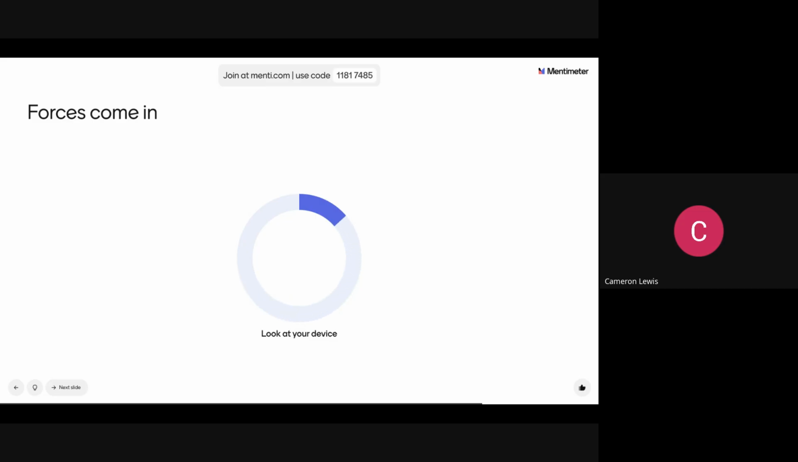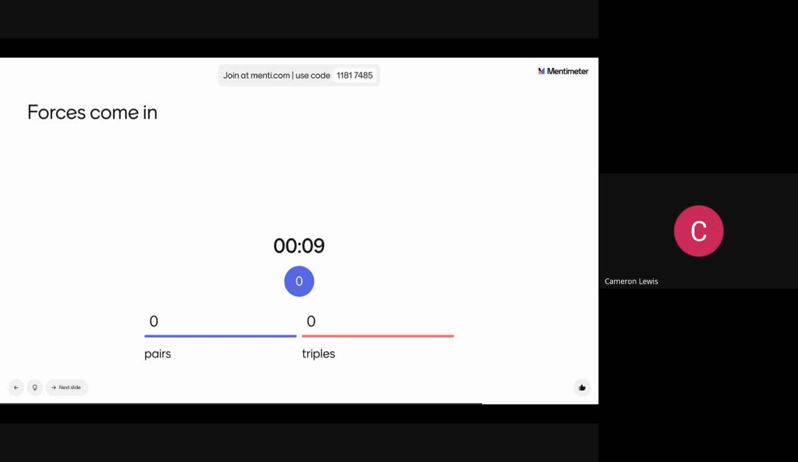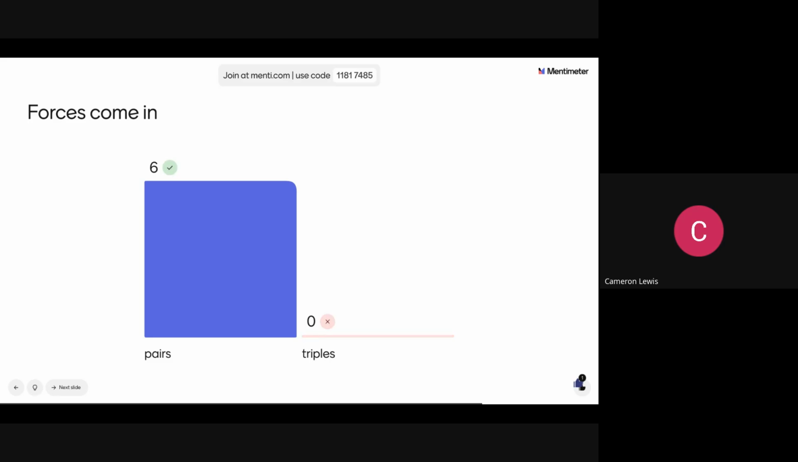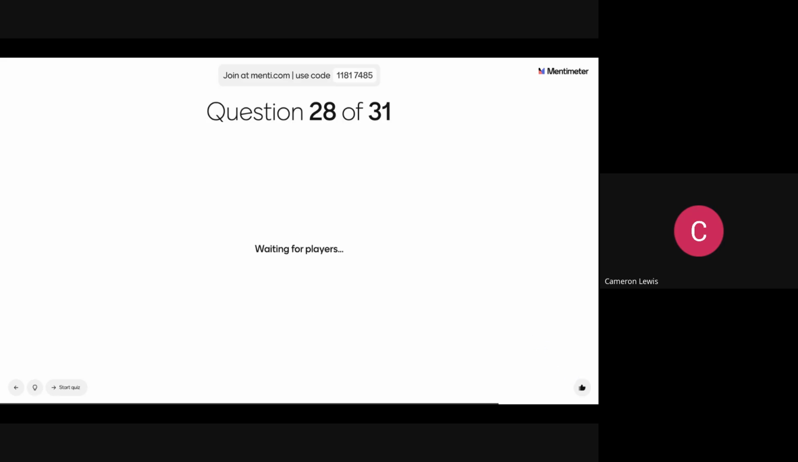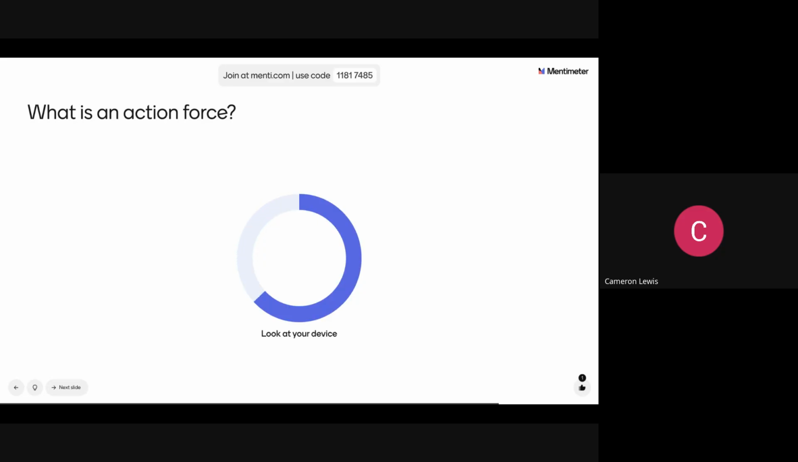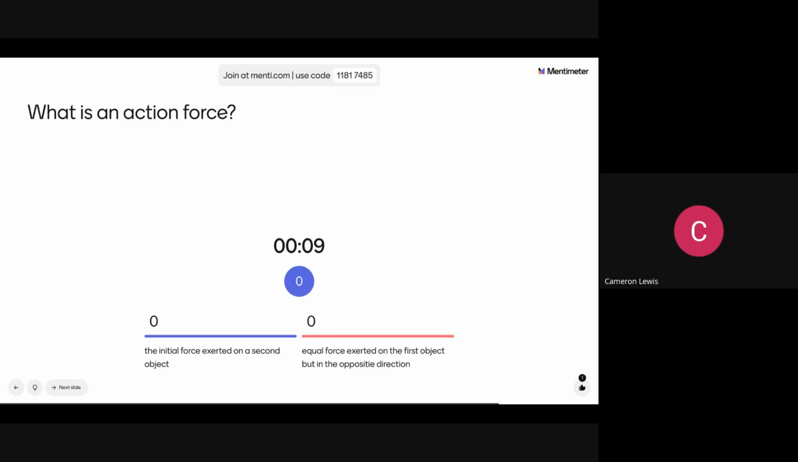Forces come in what? Pairs or triples? Yes, forces come in pairs. Now, knowing that forces come in pairs, what is an action force? The initial force exerted on the second object, or the equal force exerted on the first object, but in the opposite direction?